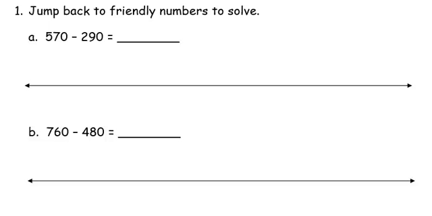This tutorial is for 2nd grade, Module 5, Lesson 4. In this lesson, we're going to start with using a number line to help us subtract. The first problem is 570 minus 290.